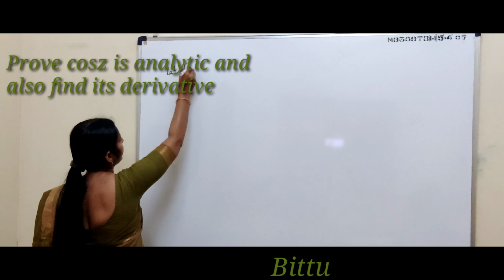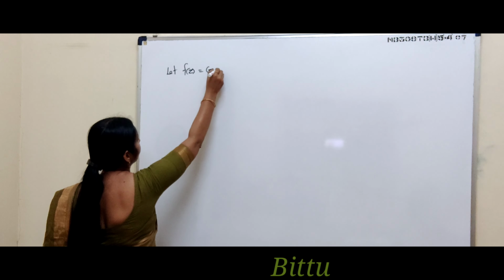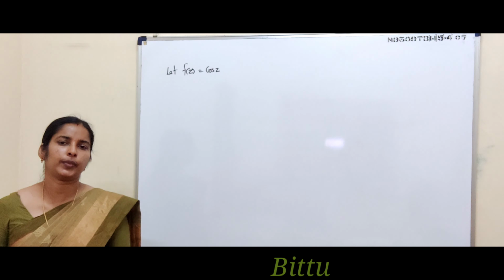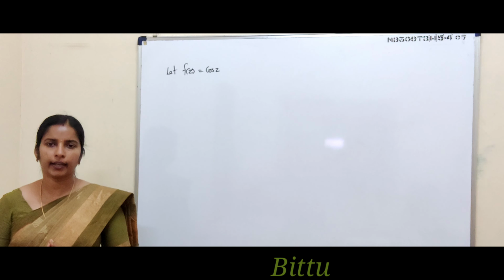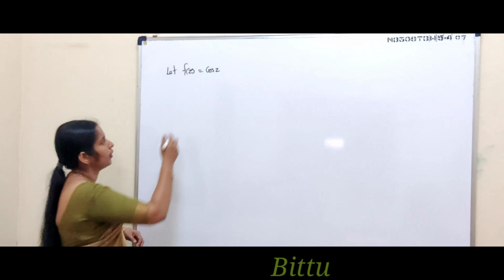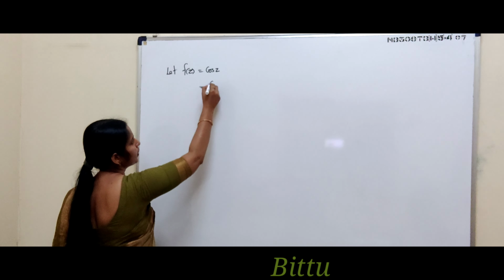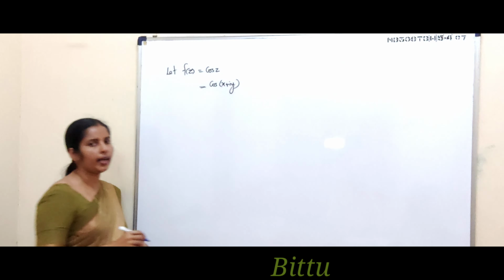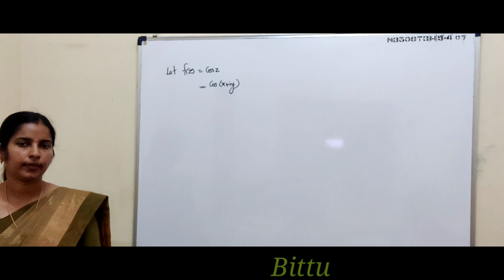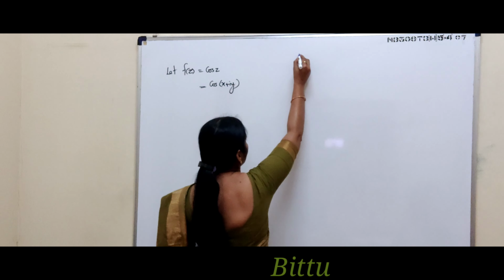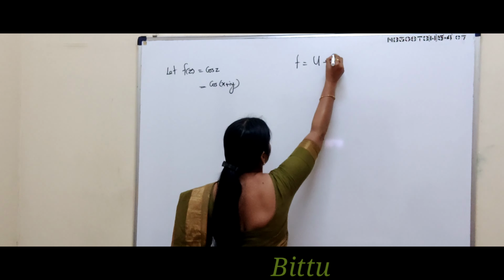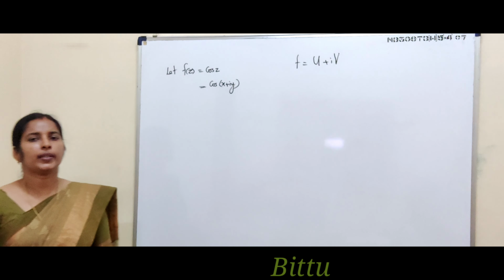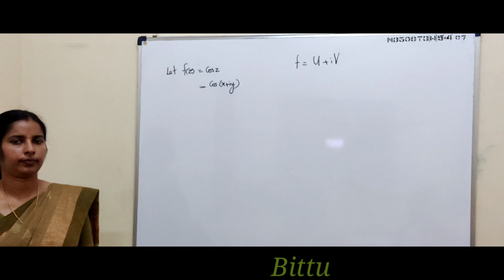Let f is equal to cos z. For checking the analyticity of f(z), first we have to express f(z) in the form u plus iv. For that, we have to substitute z equal to x plus iy. Now we have cos(x plus iy). We have to express f in the form of u plus iv. So how to express cos(x plus iy) in the form of u plus iv?